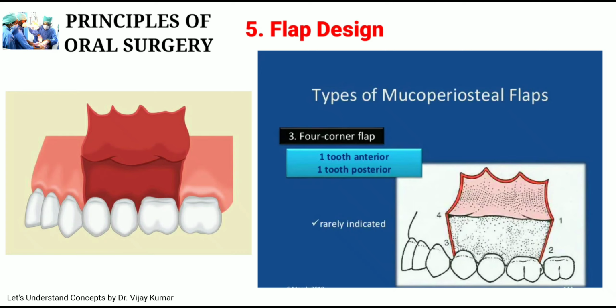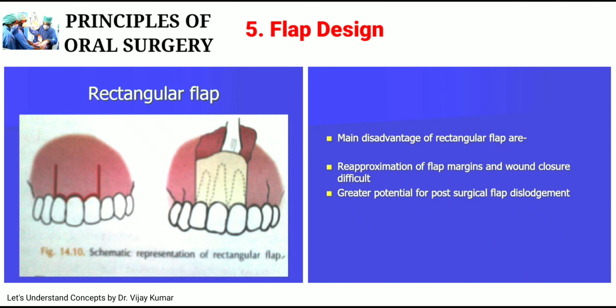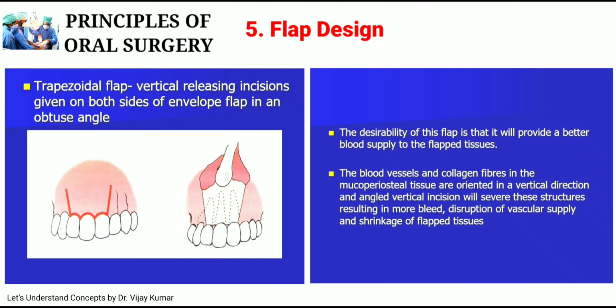Either they can be parallel or they can be divergent. If they are parallel, then this is a type of rectangular flap. If they are diverging from the free margin to the base, then it is a type of trapezoidal flap, making a trapezium. So why do we not use a rectangular flap? A rectangular flap has disadvantages. When we reapproximate the flap margin back, it causes difficulty, wound closure also causes difficulty, and there is greater potential for post-operative flap dislodgement. So that's why we always use the trapezoidal flap, and you can see this is making a trapezium.